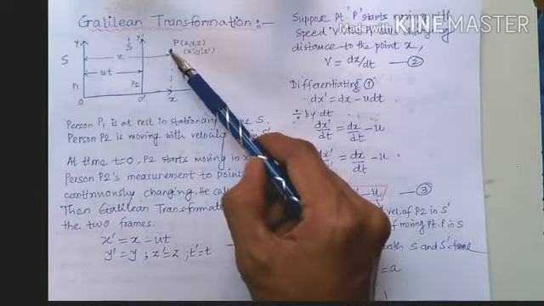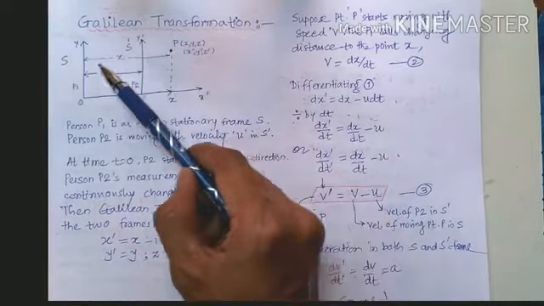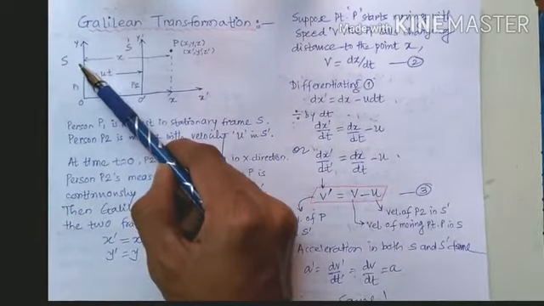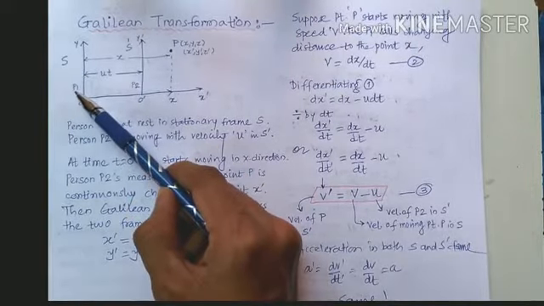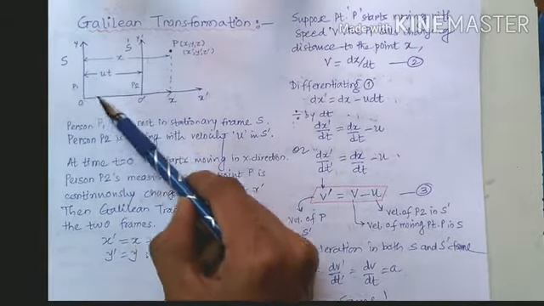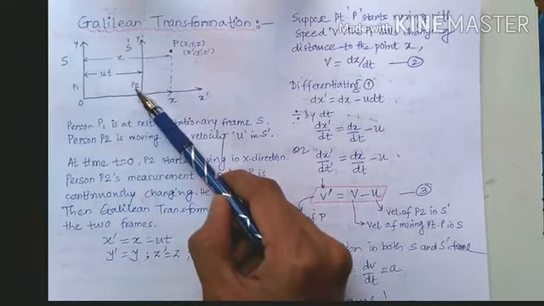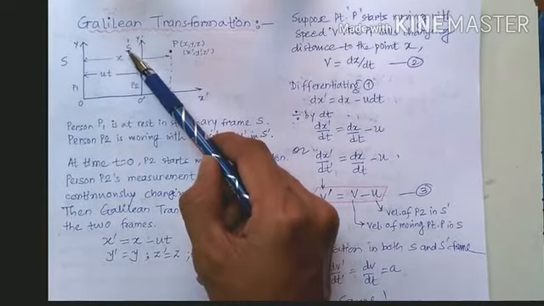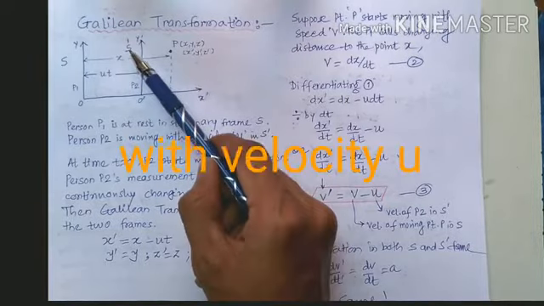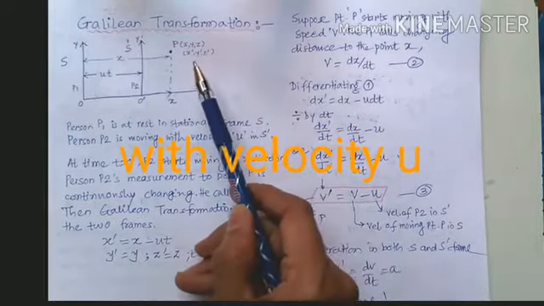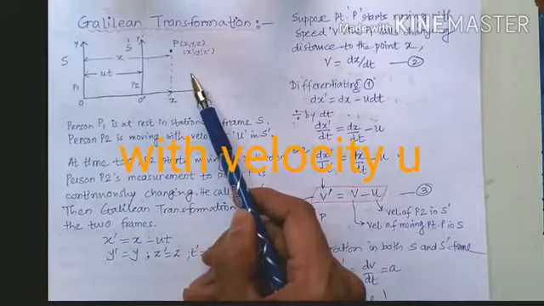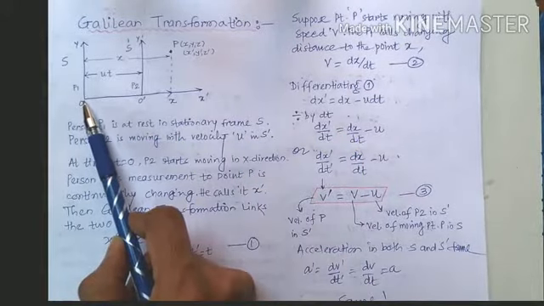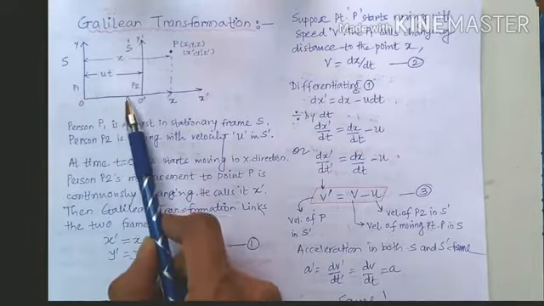Okay, and consider there is a point P which is at distance x from the S frame, and there is one person which is standing at location P1 which is in S frame, and there is another person which will be moving with S dash frame. So this S dash will be moving ahead in the positive x direction, and P2 also moving in the x direction. At t equal to 0 time, this P2 will start moving in x direction.